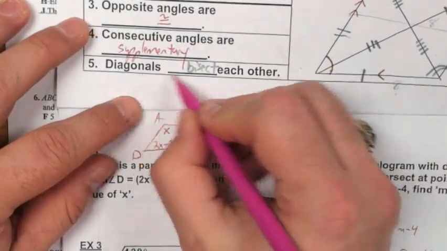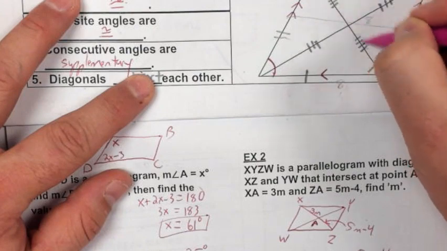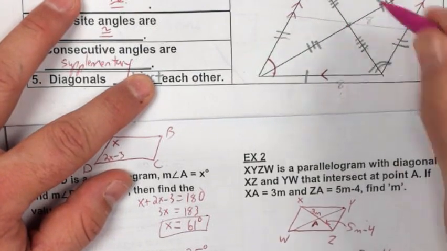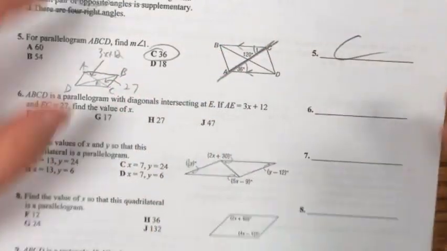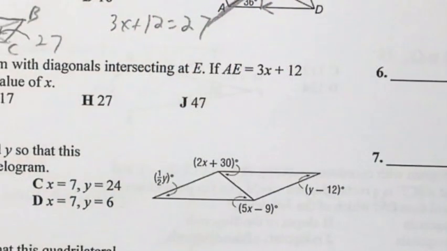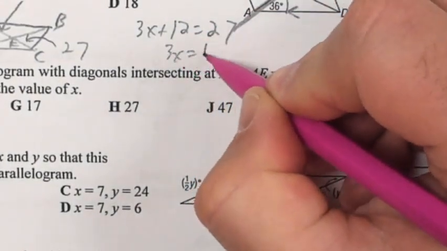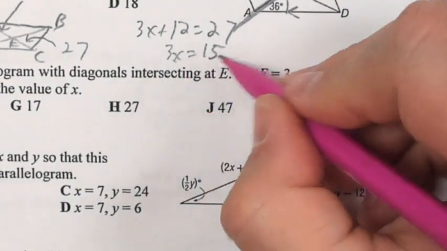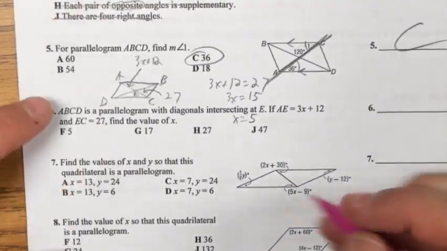Now, on our parallelogram properties, the fact that diagonals bisect each other means that each side of the diagonal is congruent to each other, because this is exactly the midpoint. So what that means is that AE and EC are congruent. So now I'm going to go ahead and set that equation up. 3x plus 12 equals 27, and then solve. Subtract 12 on both sides gives me 3x equals 15, and then dividing by 3 gives me x equals 5. So my answer choice is F.